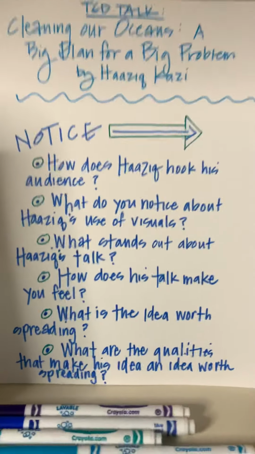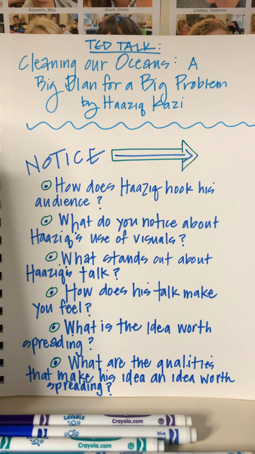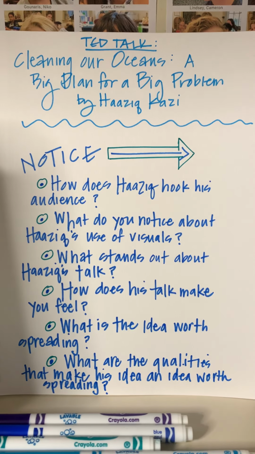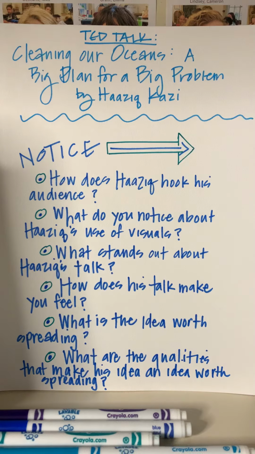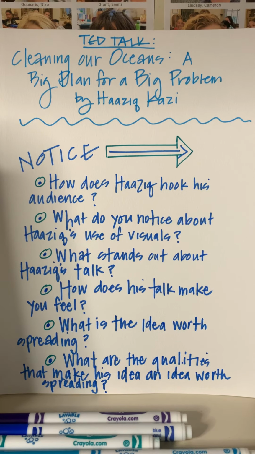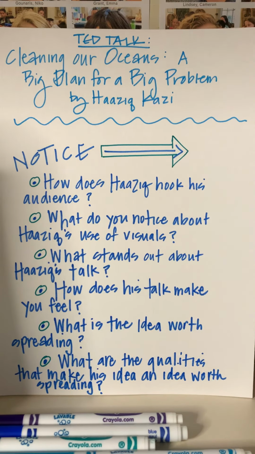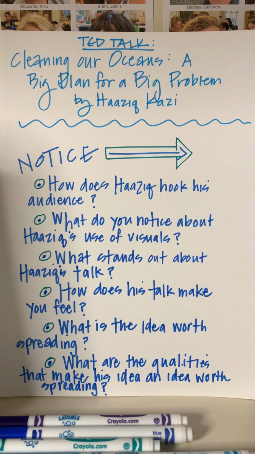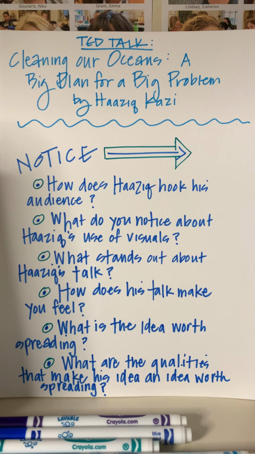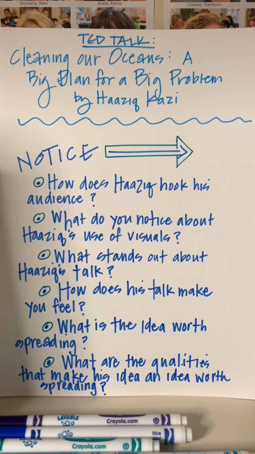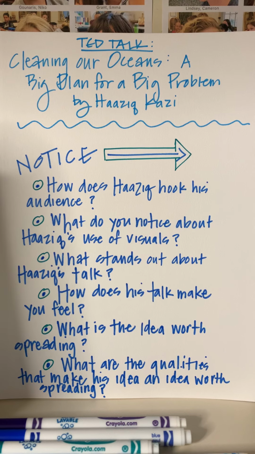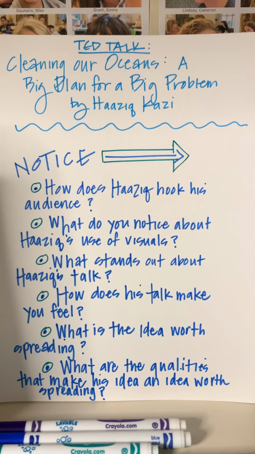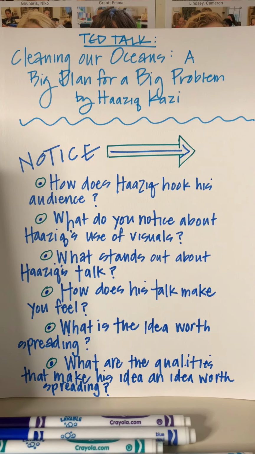Okay, so here's what I'm going to ask you to think about as you are watching today, okay? So I want you to notice, how does he hook his audience? How does he grab their attention? We talk about how to hook our audiences in our writing, but how do we do it when we're speaking? What strategies can we use? And what does he use? We also want to notice his use of visuals, okay? What do you notice about what he chooses and when he chooses to use them?